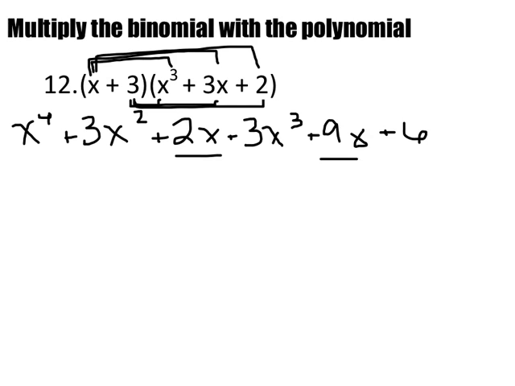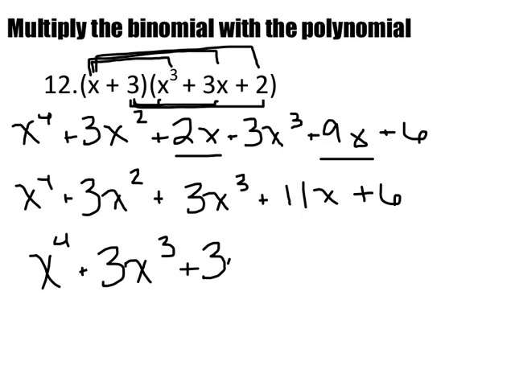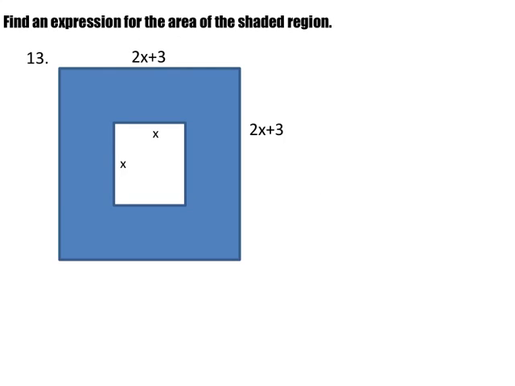Look through for your like terms. X to the fourth plus 3x squared plus 3x to the third power plus 11x plus 6. And then let's write it in standard form. That's the largest exponent all the way down to the smallest exponent. And that is our final answer.